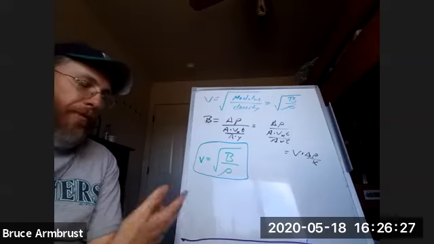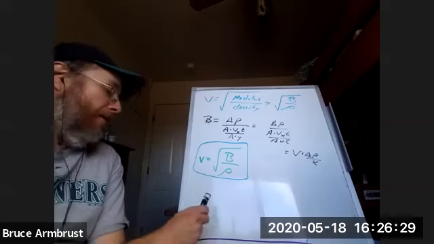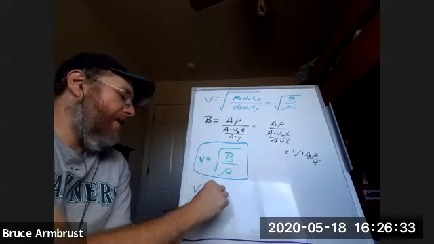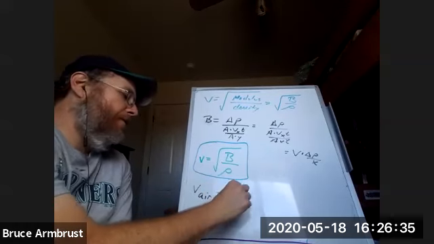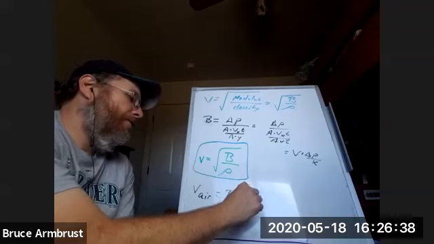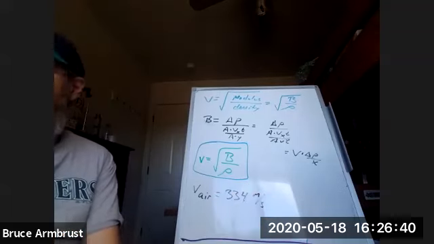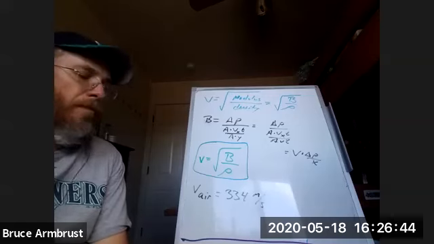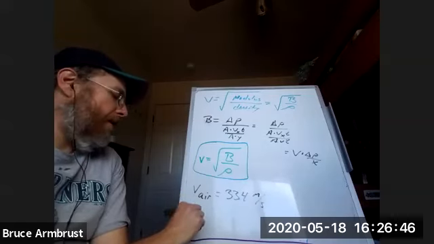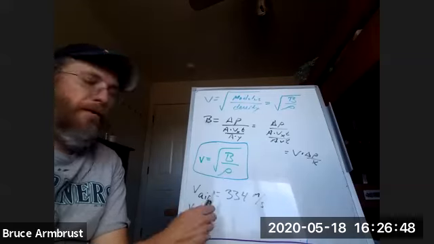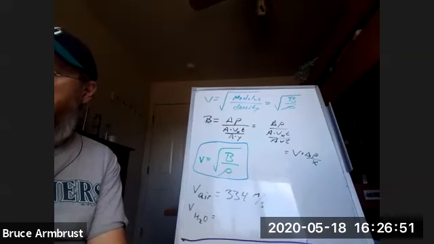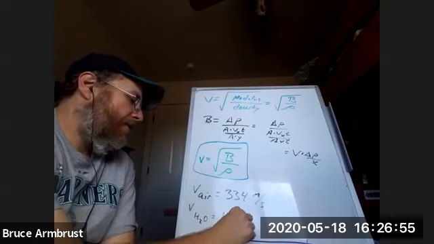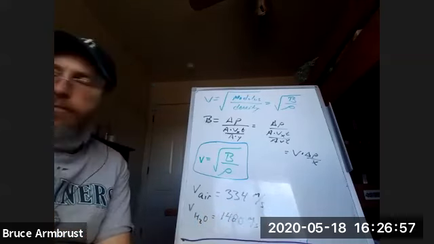But for example, the speed of sound in air, I put here v air, is around 334 meters per second. But then if you were to look at the speed in water, so water is quite a bit denser, this speed is around 1480 meters per second.